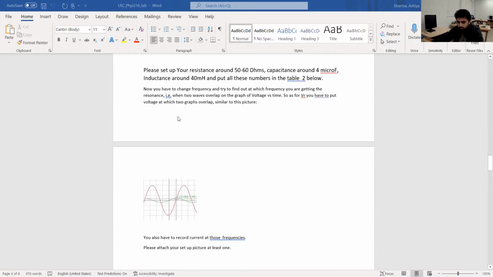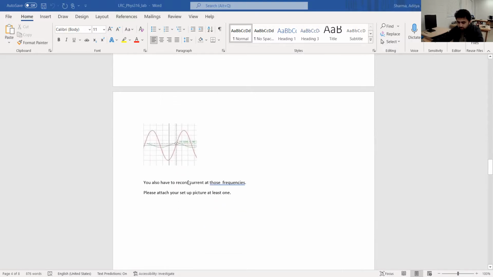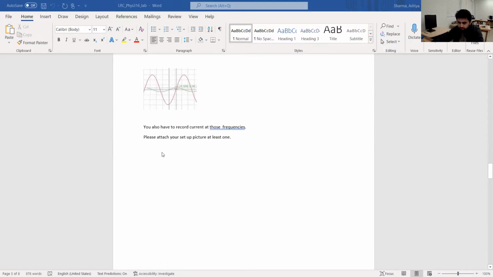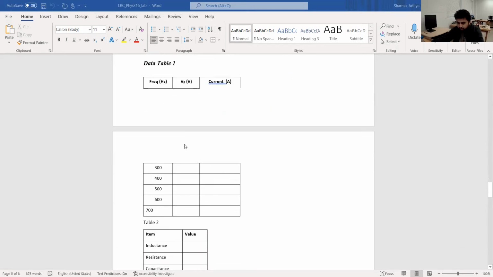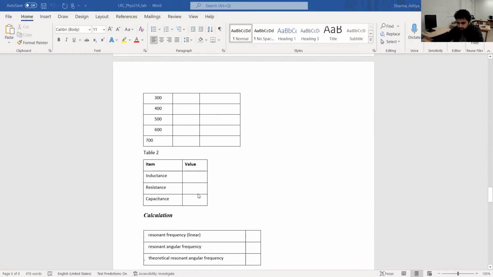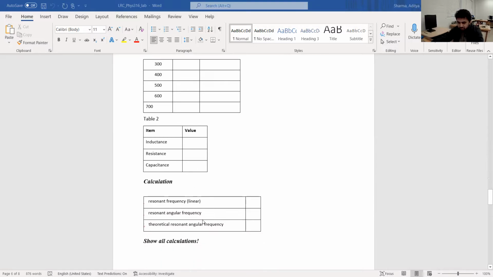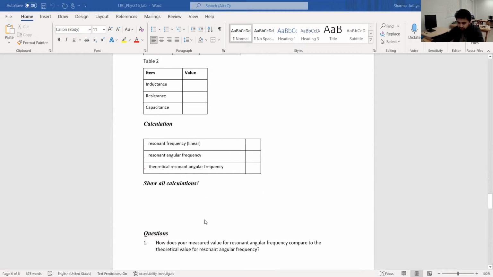For VR, you have to put voltage at 2 volts. You have to record current at those frequencies, and we'll set a picture. Different frequencies, voltage, current at those, inductance, current, capacitance, resonant frequency, linear, and then the angular frequency, theoretical.